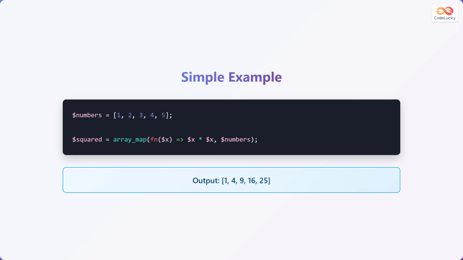Here is a simple example of using an arrow function. First, the numbers are assigned to a variable called numbers. Numbers is an array of 1, 2, 3, 4, and 5. Then the array map function is used with the arrow function to square each number. The arrow function takes each number represented by $x and returns $x multiplied by $x. So the output array is an array of 1, 4, 9, 16, and 25.